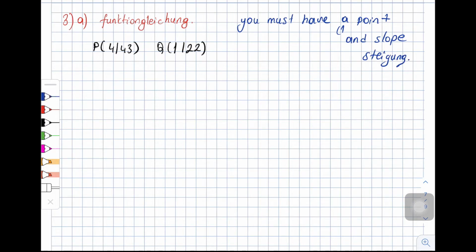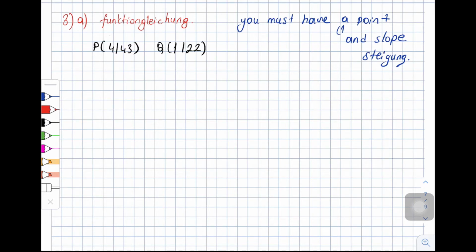Okay, let's check. Do I have 1 point? Yes, I have actually 2 points, more than 1. How about, do I have slope? No. Can I write the slope? Of course, I can write it down, my slope. Okay. How? First of all, I have to name those points.